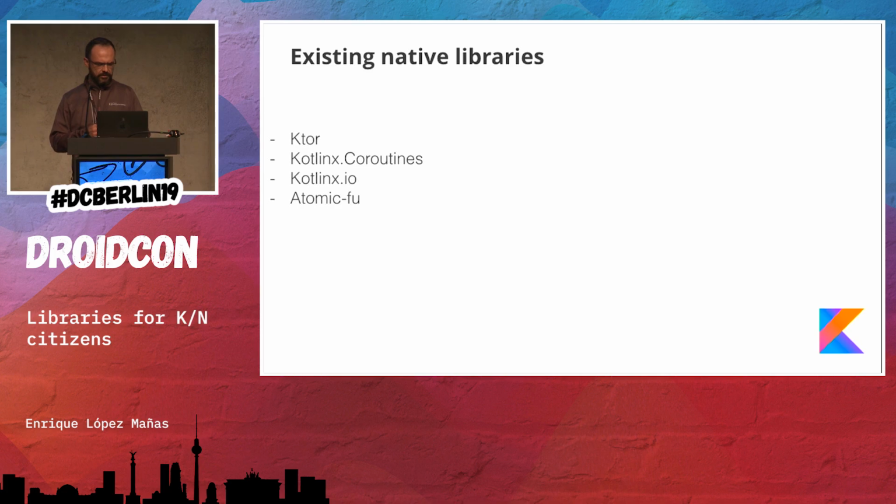Ktor, in English Ktor, in German Kator, which is client-server networking. The native part right now is the client, not the server, though. Coroutines, all of you know them by now. KotlinX IO for input-output operations, and AtomicFU for atomic operations.